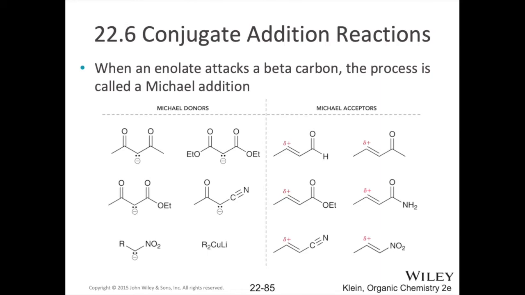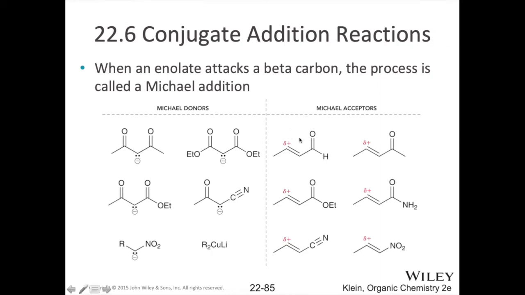Okay, so to expand on that, generally when your enolate is your nucleophile and it's attacking the beta carbon of your electrophile, we call this a Michael addition. So your Michael donors are your enolates, which we've seen typically tend to be these doubly stabilized ones, right? So we have multiple groups on either side of that carbanion that help stabilize it. And in the case of Gilman reagents, well, also Gilman reagents are counted as Michael donors here.